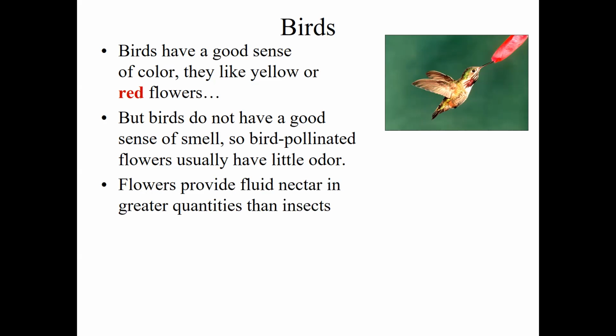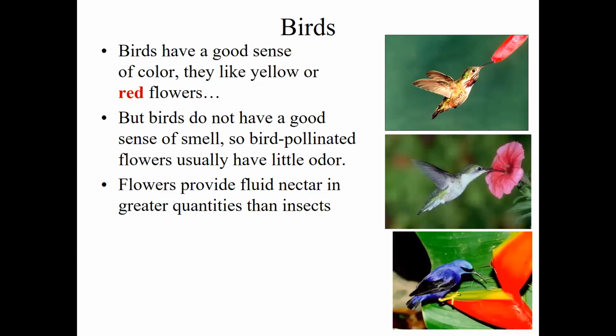Flowers provide fluid nectar in greater quantities than for insects, because the pollinator, the bird, has a larger size and body weight and a higher requirement than butterflies and other insects. So the beak of the bird, you can see, is nicely designed to get the nectar from the inside, which other insects cannot do.